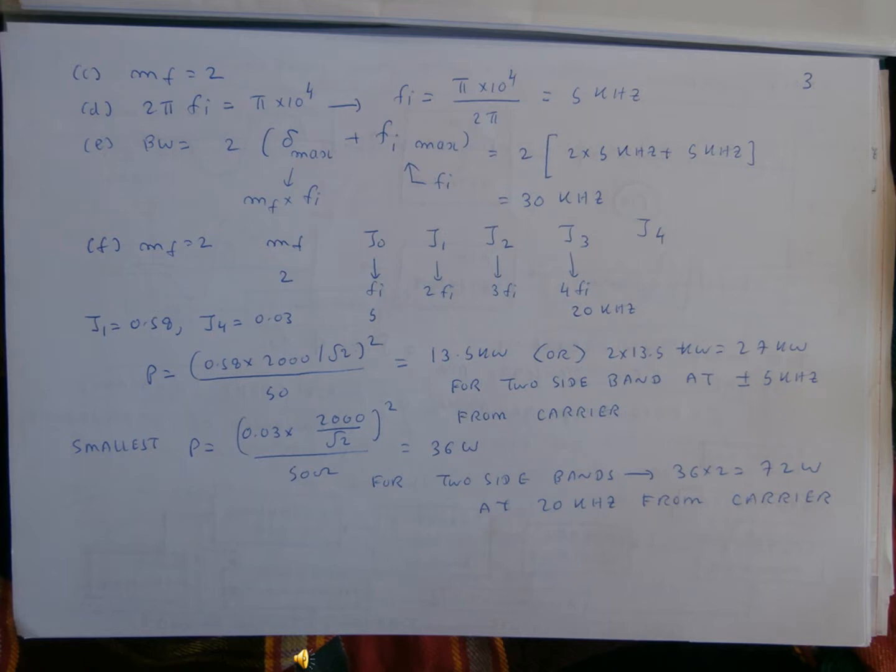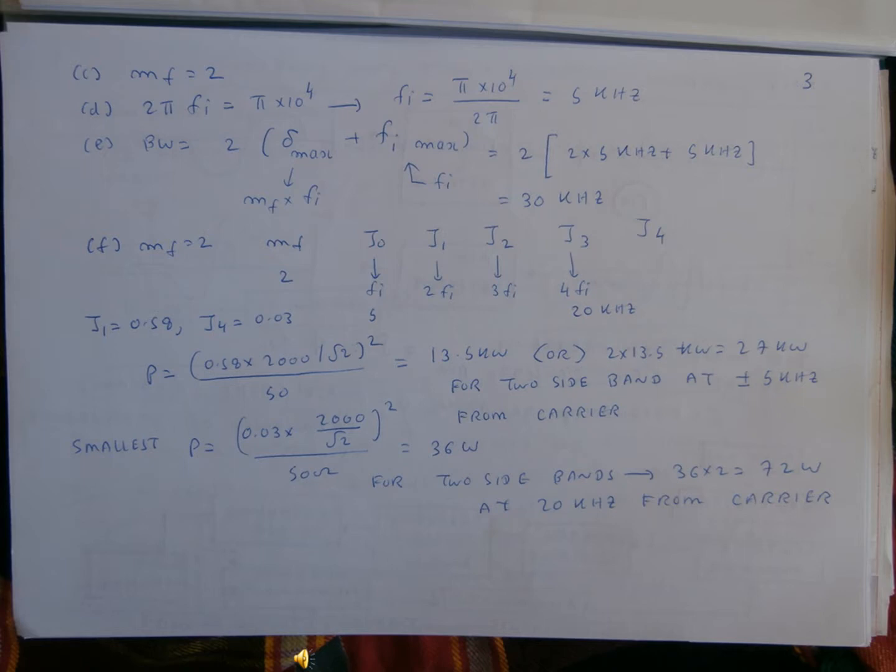And also mf is equal to 2. In this case we write down mf equal to 2: J0 is fc, J1 is fc ± fm, J2 is fc ± 2fm, J3 is fc ± 3fm. So J1 is 0.58, J4 is 0.03. So this is the Bessel function we find out. In this case we calculate the power P equal to (0.58 multiplied by 2000 divided by root 2) the whole square, divided by 50. You get 13.5 kilowatts, or 2 multiplied by 13.5 kilowatts, you get 27 kilowatts.